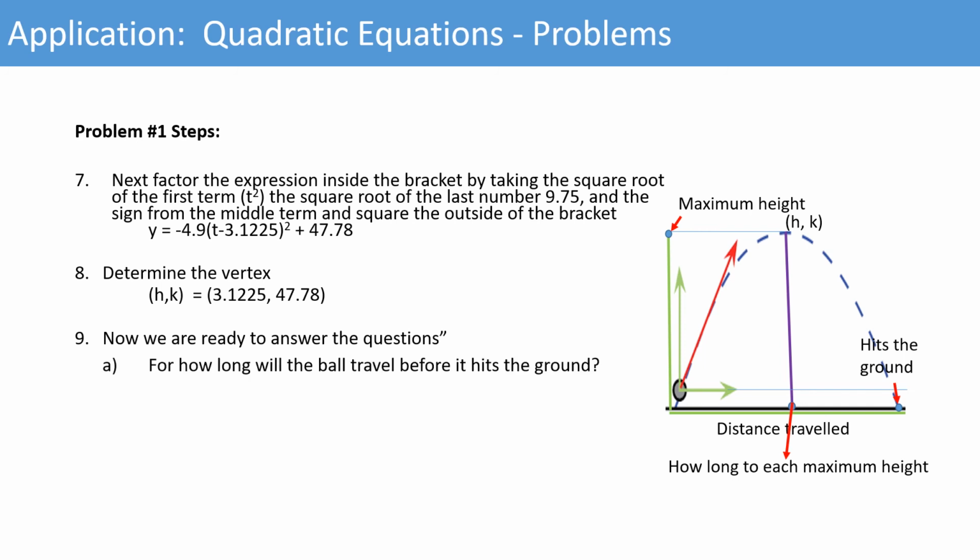For how long will the ball travel before it hits the ground? Well, we know the distance from the origin to the maximum height was 3.1225, the x value in the bracket. But you still have to travel from the midpoint to the end, so you multiply by 2, which will then give you 6.245 seconds.